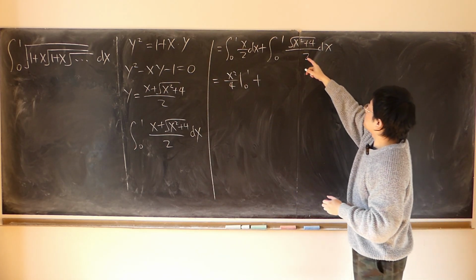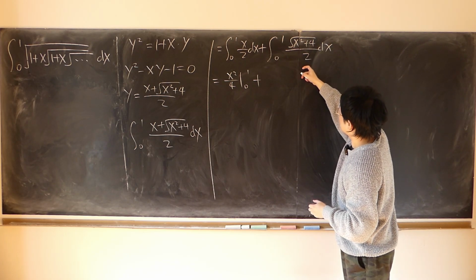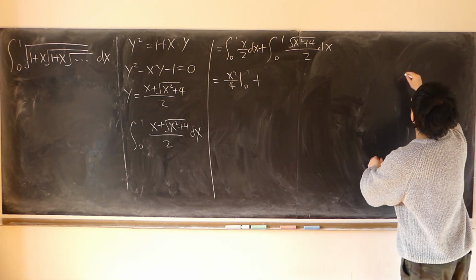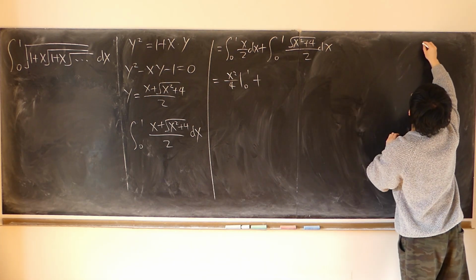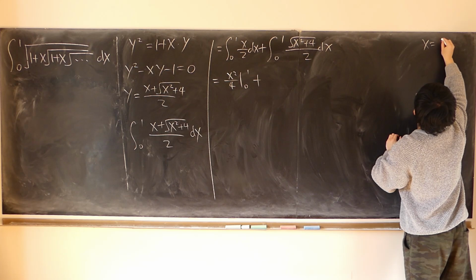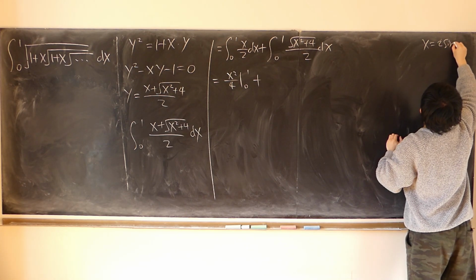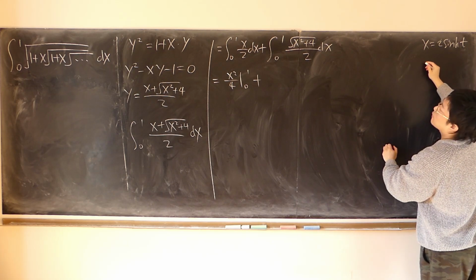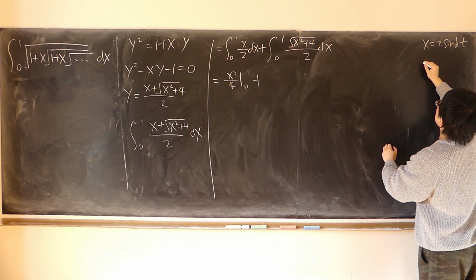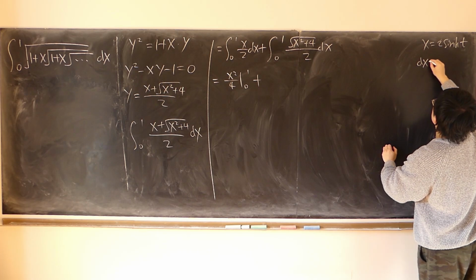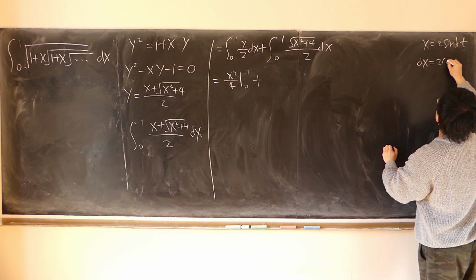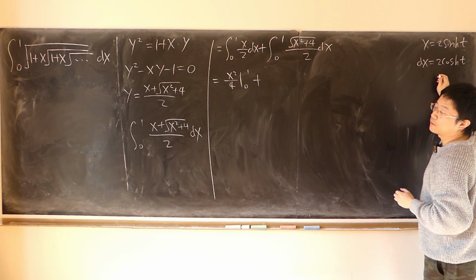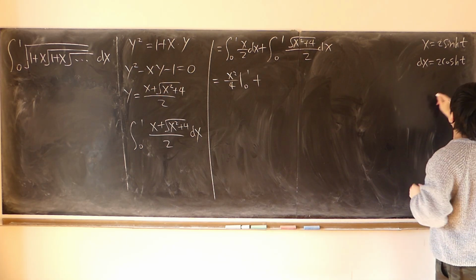To solve this, use hyperbolic substitution. Now once I let x equal to 2 times sinh of t, then dx is 2 times cosh of t dt. This is similar to the trigonometry, right?